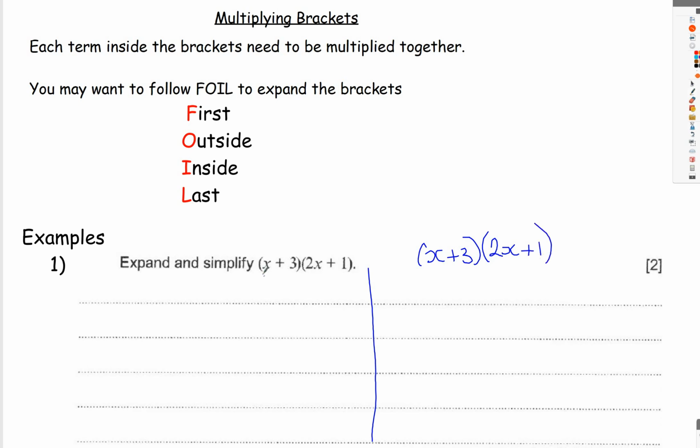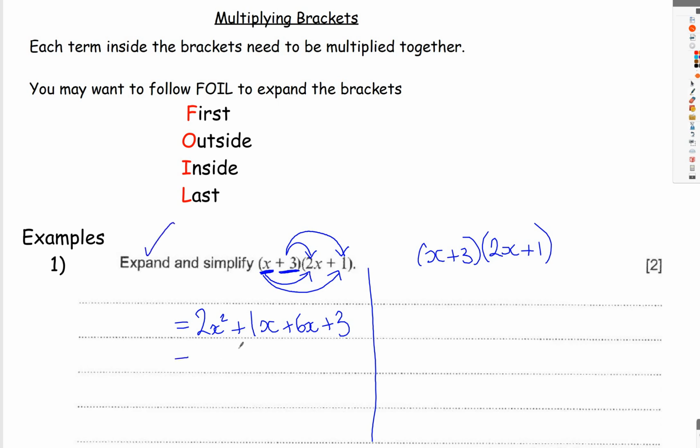So if we take an approach where we make sure that each term inside the brackets are multiplied together, take the first term in the first bracket and multiply it by this 2x and by this plus 1. So first of all, x times 2x is 2x squared, and then x times plus 1 is plus 1x. We can write that as plus x as well. So everything has been multiplied by x. Now let's make sure that everything's multiplied by plus 3. Plus 3 times 2x is plus 6x. And then plus 3 times plus 1 is plus 3. Okay, so that's the expand part done.